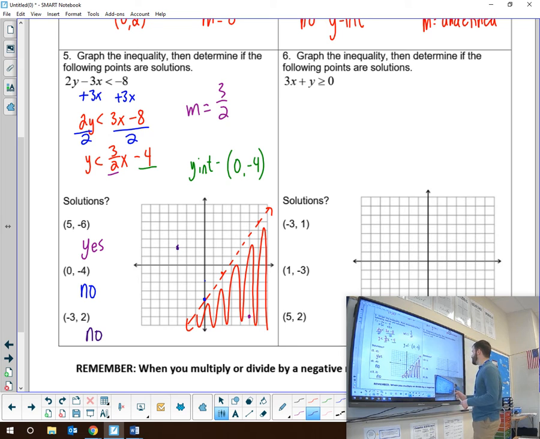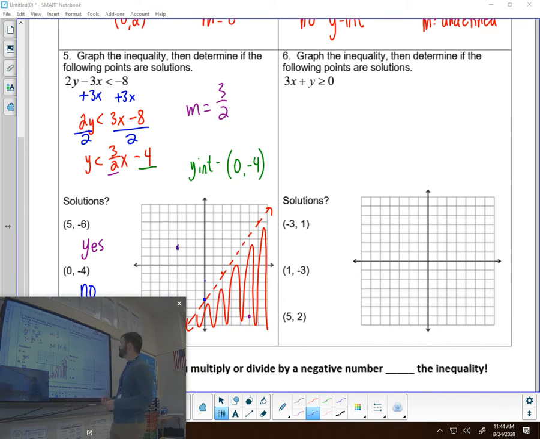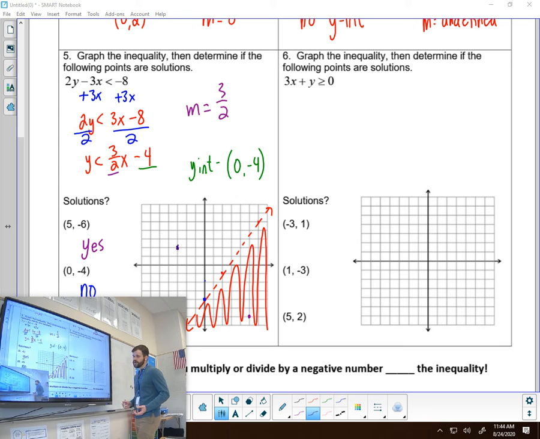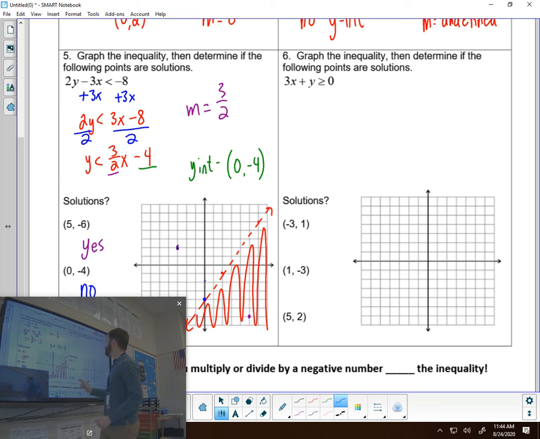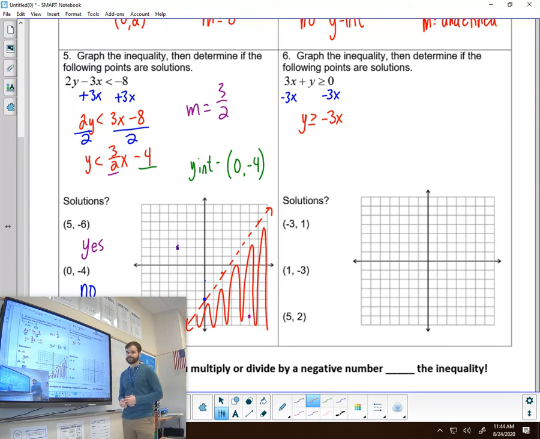All right, our last one, number 6. First, we got to graph. In the graph, the first thing we got to do is solve for y. We got to put it into slope-intercept form. So I'm going to get y by itself by minusing 3x from both sides. So that's going to leave me with y is greater than or equal to -3x.